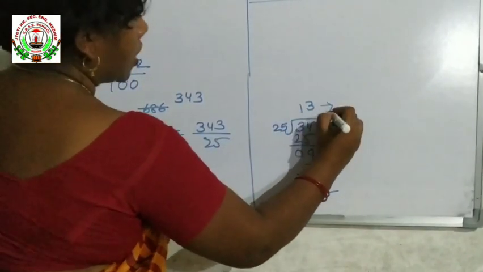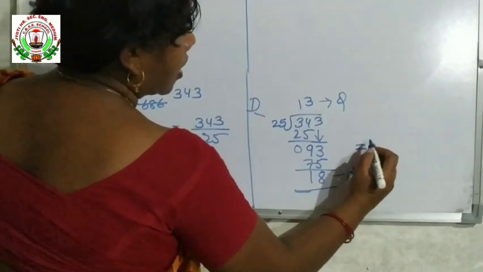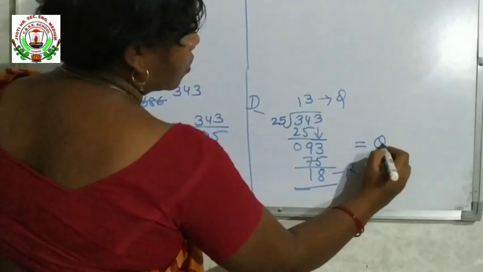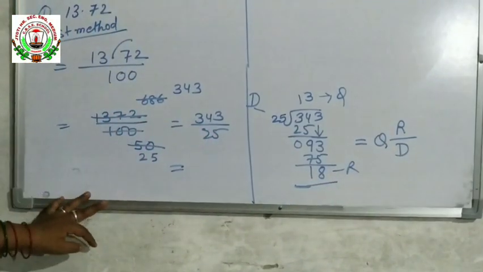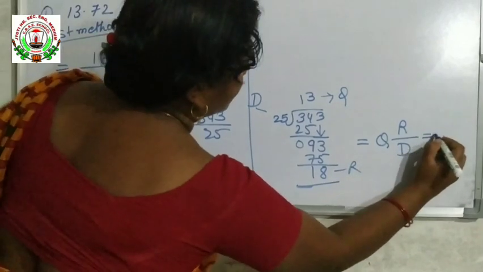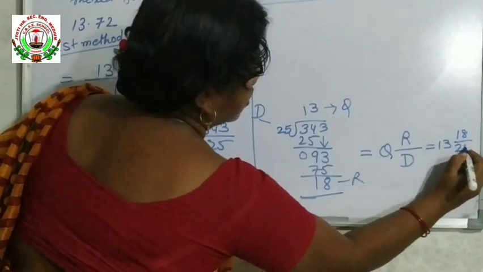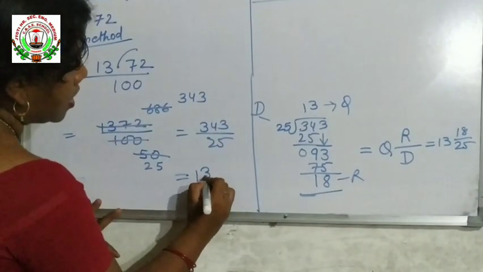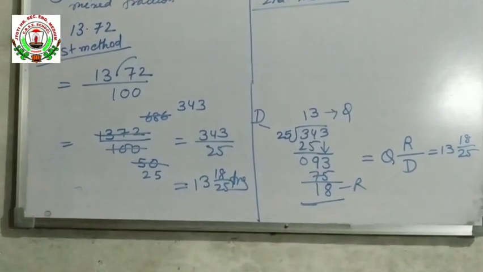So it is the quotient, it is the remainder and it is the divisor. So when you write the mixed fraction, first we write the quotient, then the remainder here and the divisor will be here. That means 13 will come first, then this remainder and this divisor. So your answer is 13 18 by 25. This is the answer. Understood?